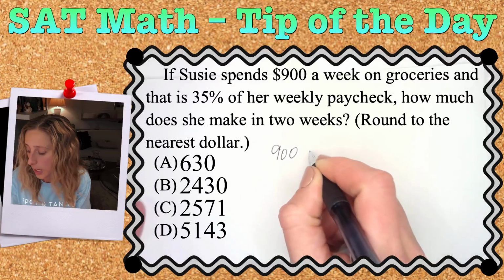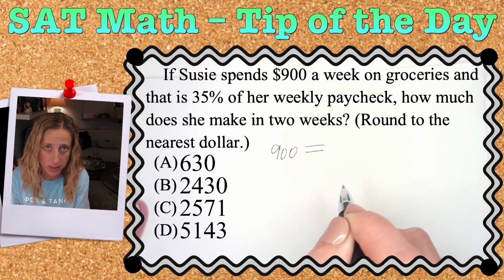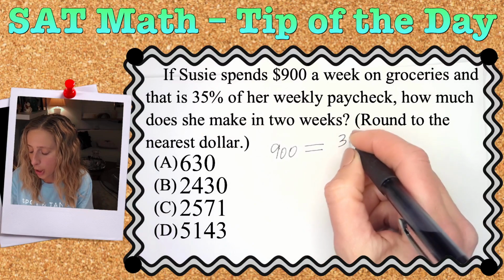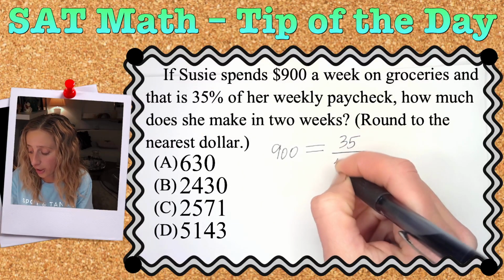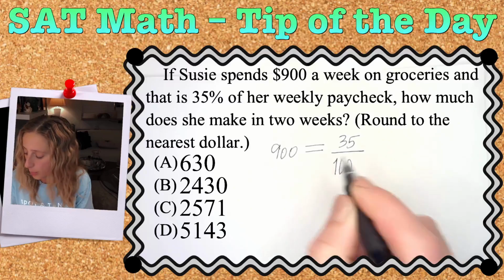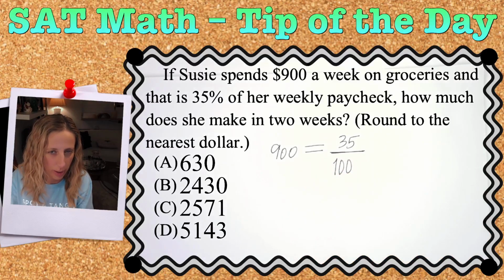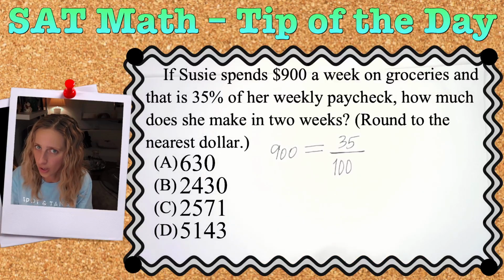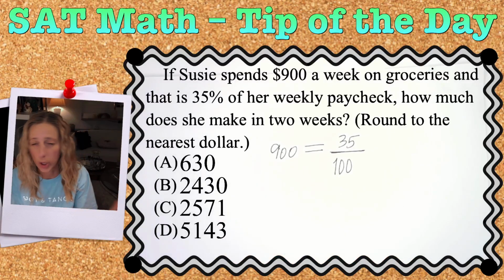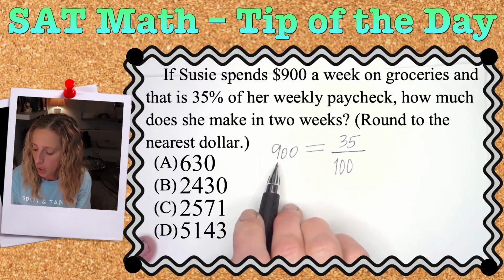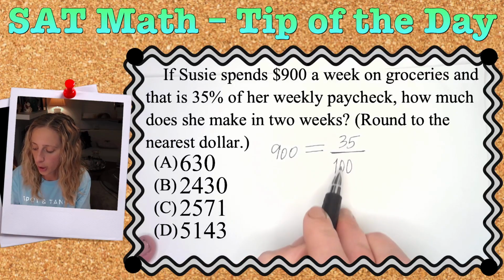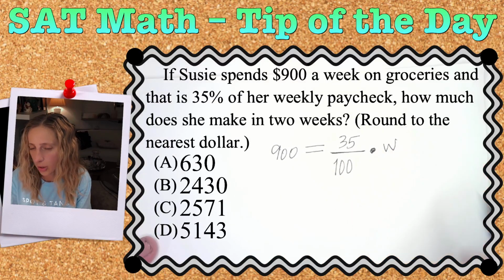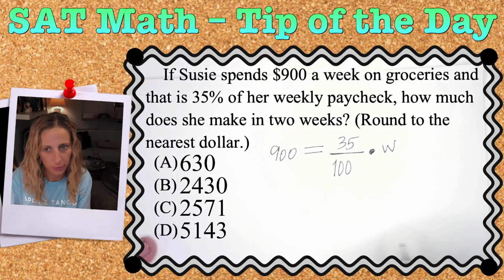900. Is means equals. So I'm writing a whole sentence in my head. 900 is 35 percent. Per is out of. Cent comes from Latin, which means, you guessed it, 100. That's why we have 100 cents in a dollar, right? 900 is 35% of the weekly paycheck, and W will stand for weekly paycheck.